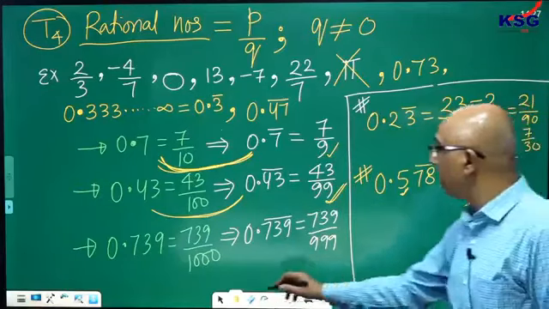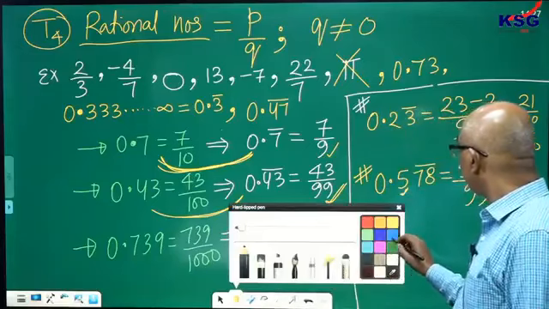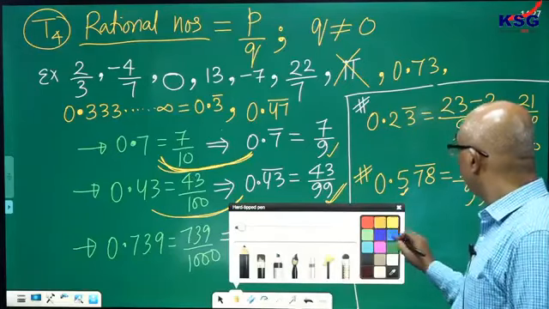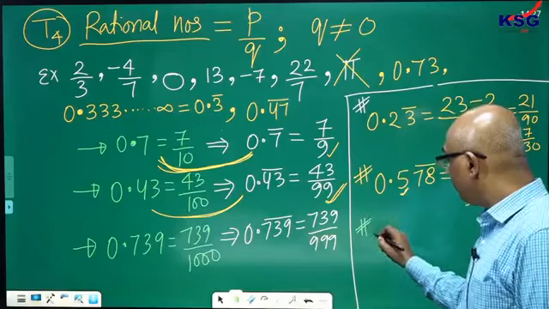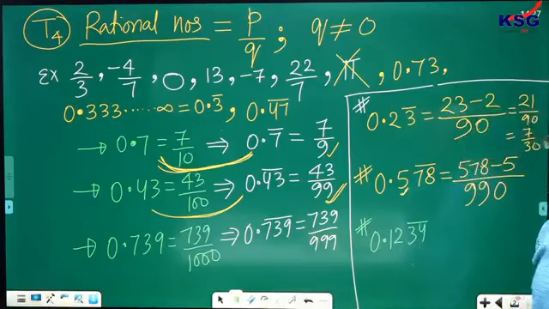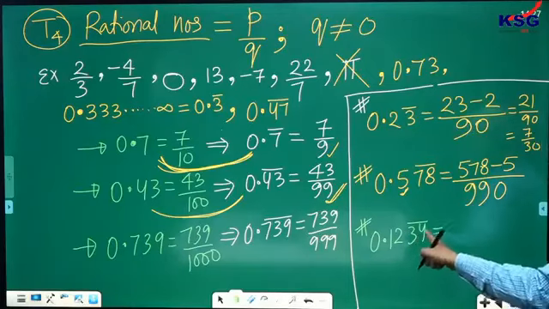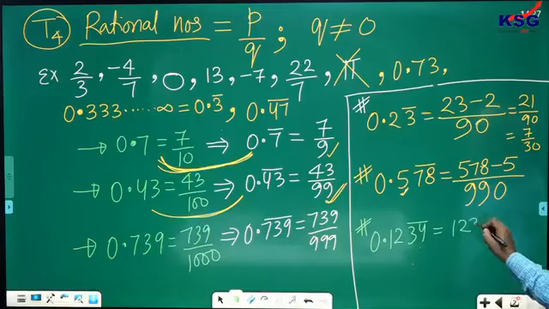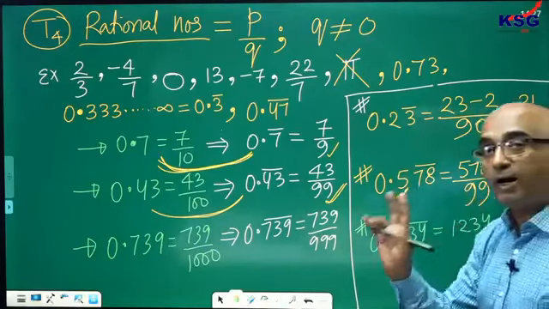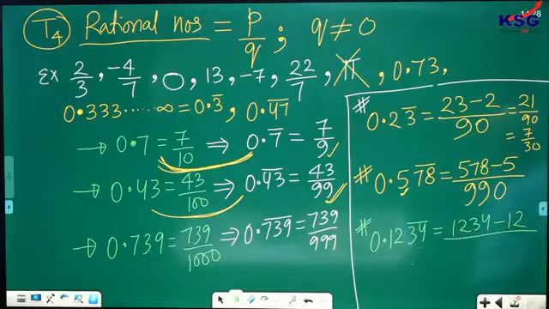See one more example of a recurring decimal. If the number is 0.1234 and only the last 2 digits are under the bar, first imagine no decimal, no bar. So the number is 1234. Subtract the digits in which there is no bar. The first 2 digits are free from the bar, so subtract 12. This is the numerator.